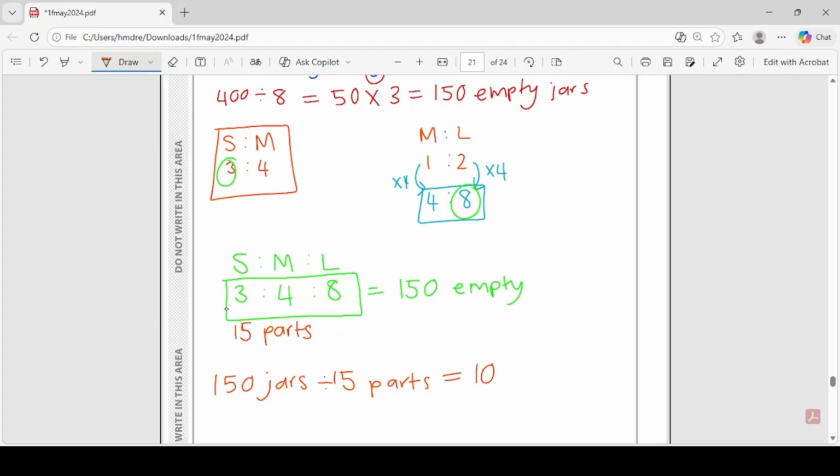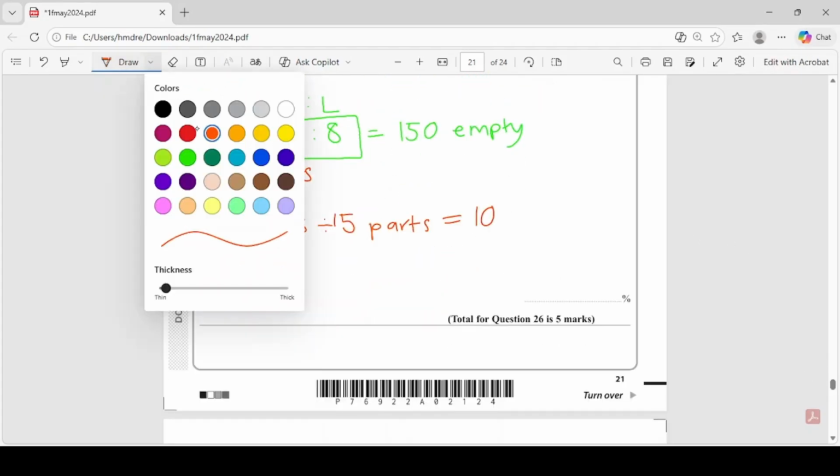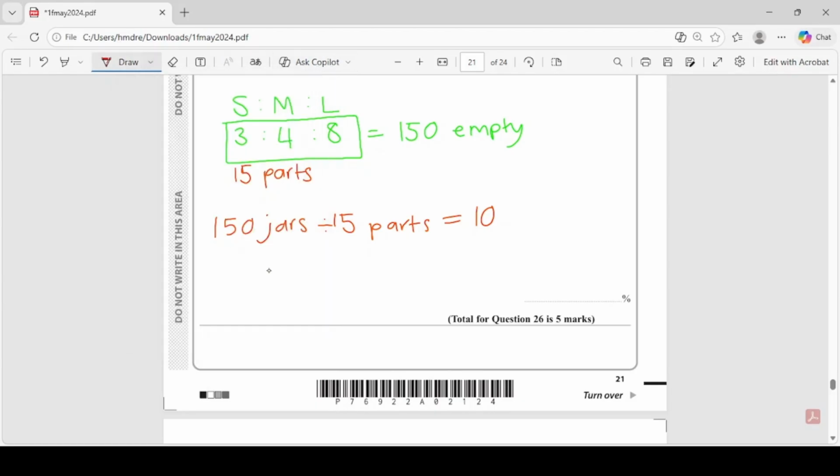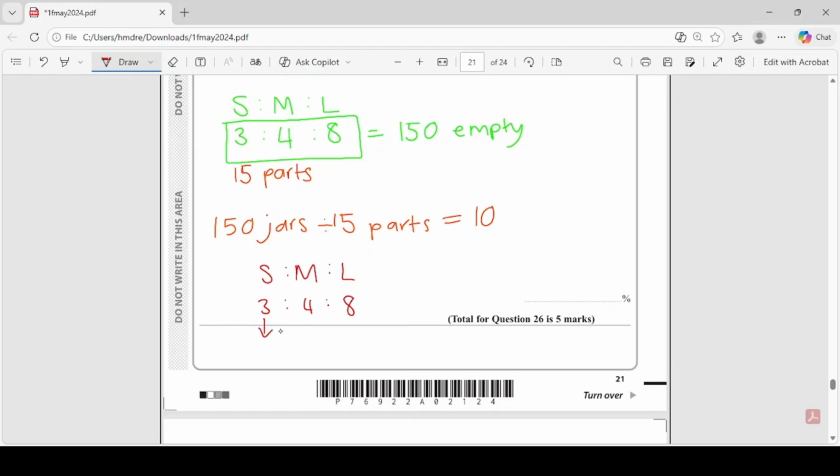And then we can multiply that into our ratio here. So we said our ratio small to medium to large is 3 to 4 to 8. So that means we're going to go 3 times 10, because this is 1 part. I want 3 parts. It's going to be 30 small empty jars.